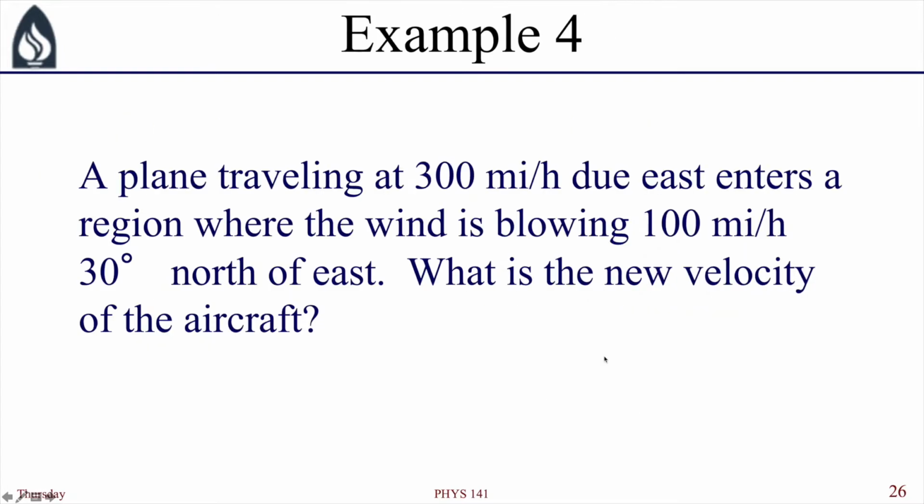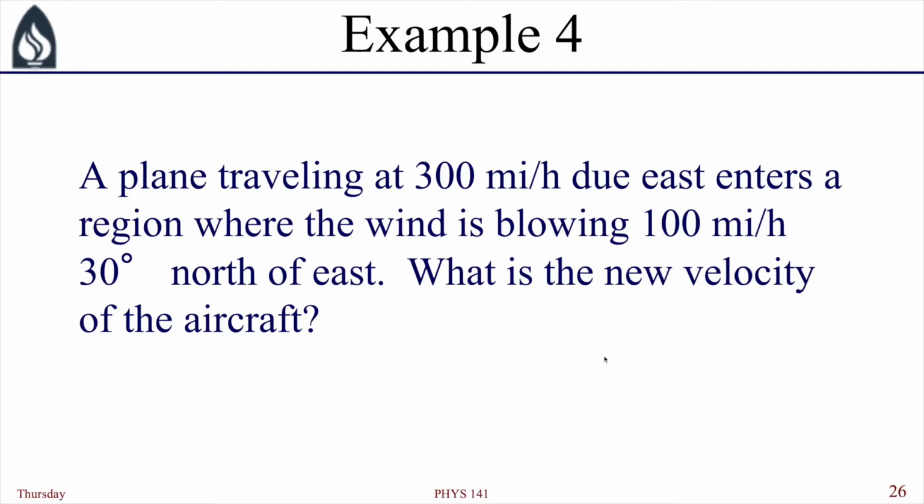So let's look at an example where we have to add velocity vectors in order to switch from one coordinate system to another. So in this example, we have a plane that travels at 300 miles per hour due east, and it enters a region where the wind is blowing 100 miles per hour in a direction that is 30 degrees north of east. What is the new velocity of the aircraft? In other words, what is the velocity of the aircraft with respect to the earth?